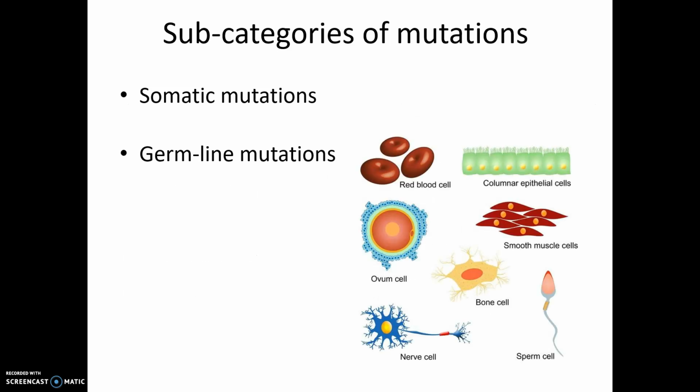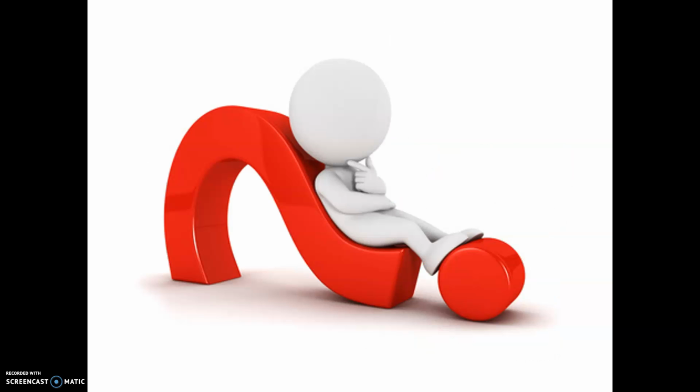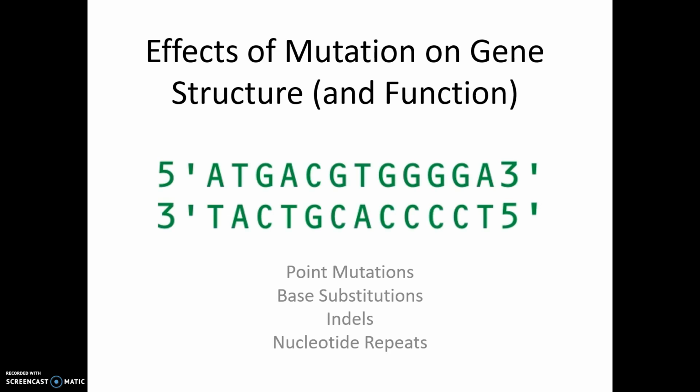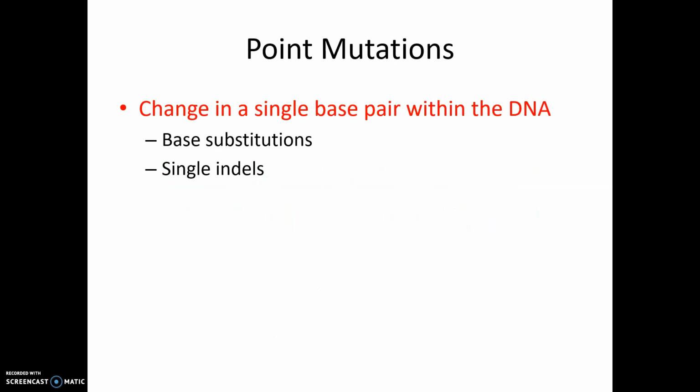We can also classify mutations by the type of cells that they occur in, so somatic versus germline. And you should be very familiar with the differences in these two by now. And so think about it. If it's a somatic mutation, how does it affect an organism? If it's a germline mutation, how does it affect an organism? And we will revisit this. So far, so good? So let's talk about these effects. So what happens when we have these mutations? How do they change the structure of a gene? How do they change the function of a gene?